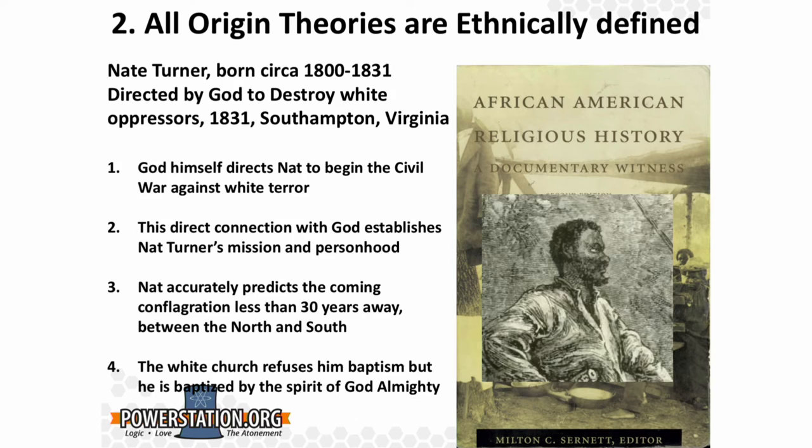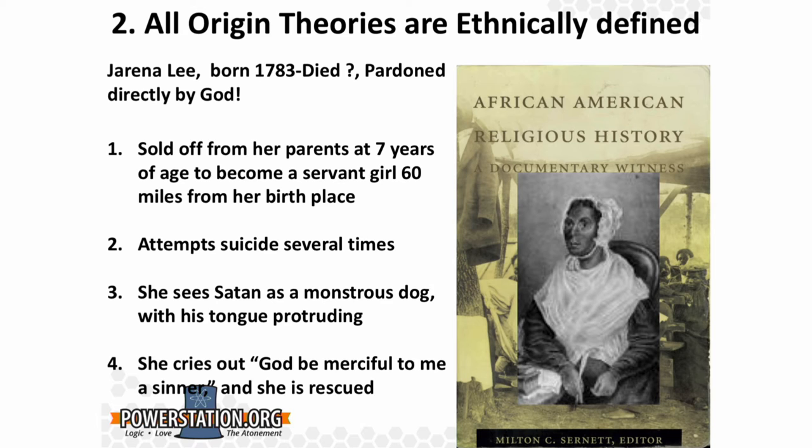Jarena Lee, 1783, we're not exactly sure when she died. She's pardoned directly by God. She's sold off from her parents at 7 years of age to become a servant girl 60 miles from her birthplace. Can you imagine what that would do to a child? She attempts suicide several times, and she sees Satan as a monstrous dog with his tongue protruding out. She cries out to God to be merciful to me, a sinner, and she is rescued by God. These are tremendous stories of black liberation.